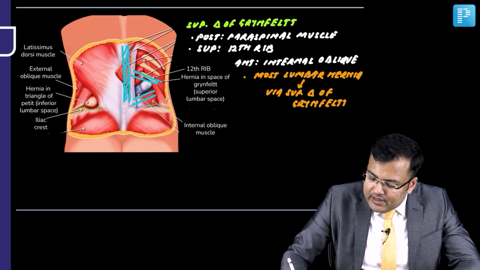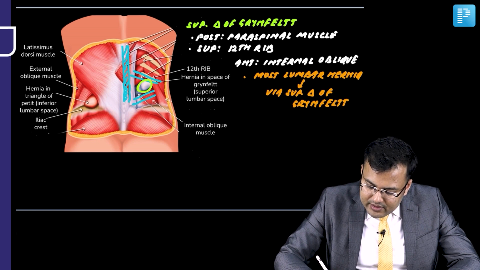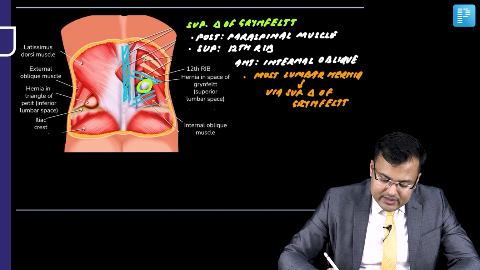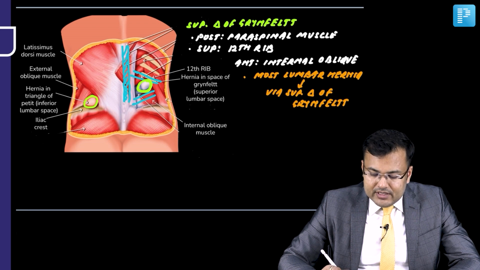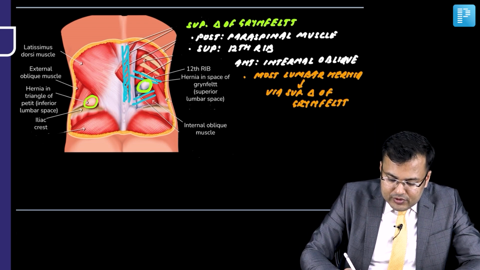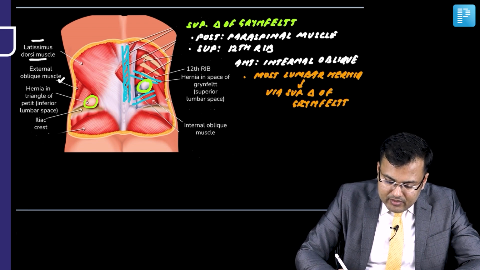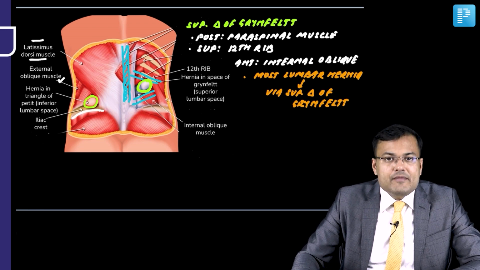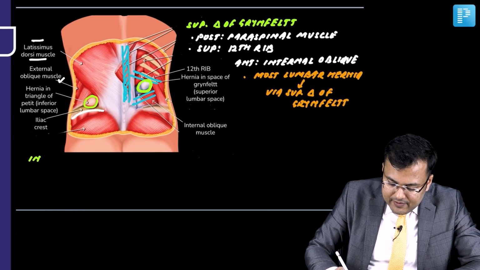Now see the inferior triangle of Petit. Here you can see the hernia content, the content which is being herniated in lumbar hernia. If you see the boundaries in this image, posteriorly there is latissimus dorsi, anteriorly the external oblique muscle, and inferiorly the iliac crest. So this is known as the inferior triangle of Petit.